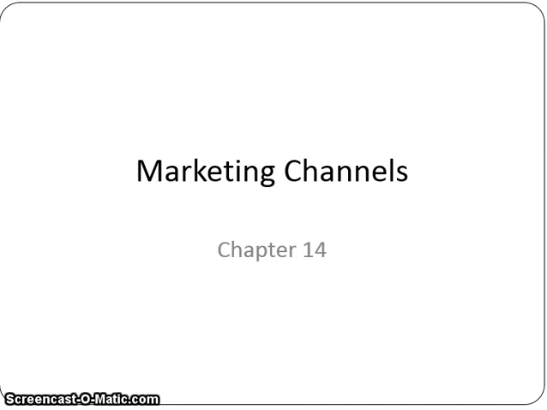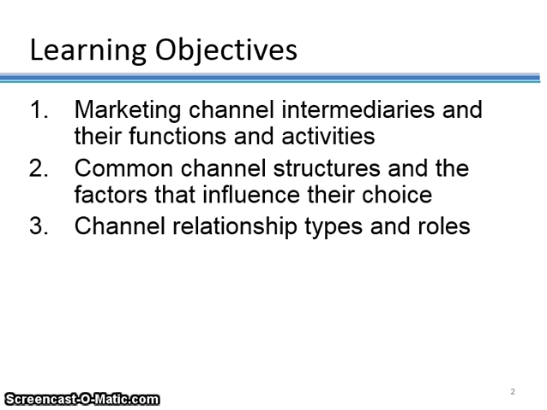In Chapter 14, we will learn about marketing channels and intermediaries. There are 3 learning objectives in this chapter. First, let's understand what a marketing channel intermediary is and what functions and activities they perform. Second, to understand the common channel structures and what factors influence that choice producers make. And then the third is to understand the channel relationship types and roles.